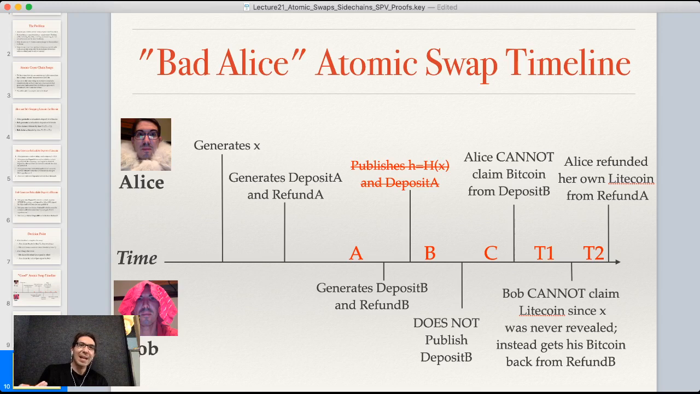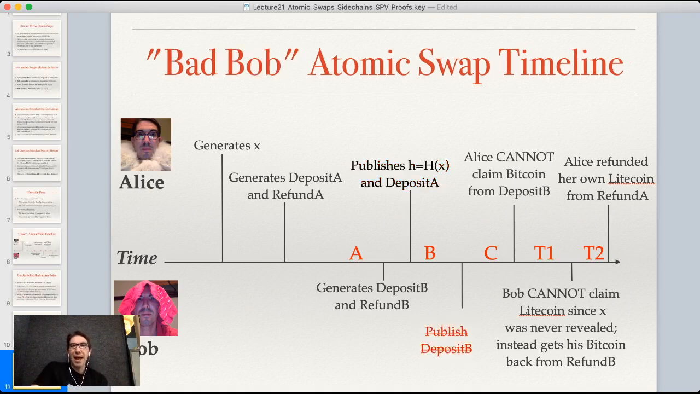So if we look at, let's say, the bad Alice timeline here. Alice is going to be bad. She's going to decide not to publish deposit A, which includes the hash of X. So if she doesn't publish it, so I've crossed it out in red, well, Bob just doesn't publish his deposit B transaction. If Bob doesn't publish that, Alice can't claim Bitcoin from deposit B. Bob can't claim Litecoin since X was never revealed, and so he just issues his refund B transaction, and Alice gets and refunds her own Litecoin transaction from refund A. So they just sort of revert back to where they were.